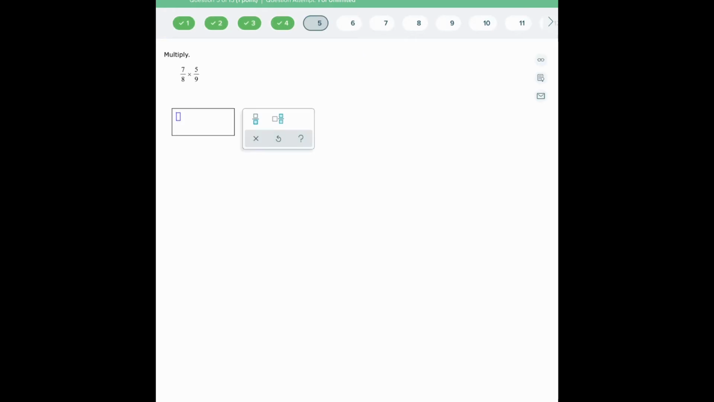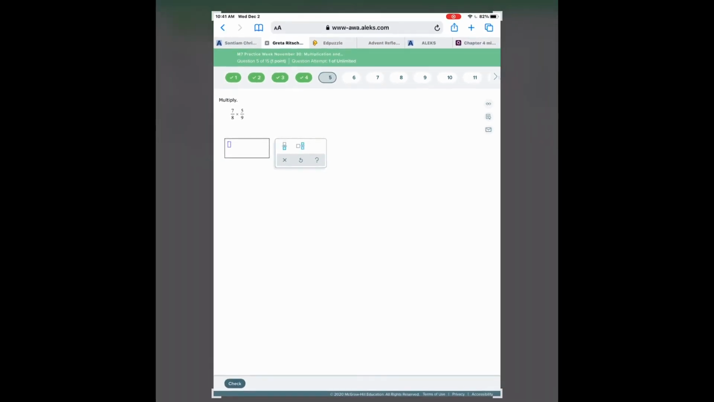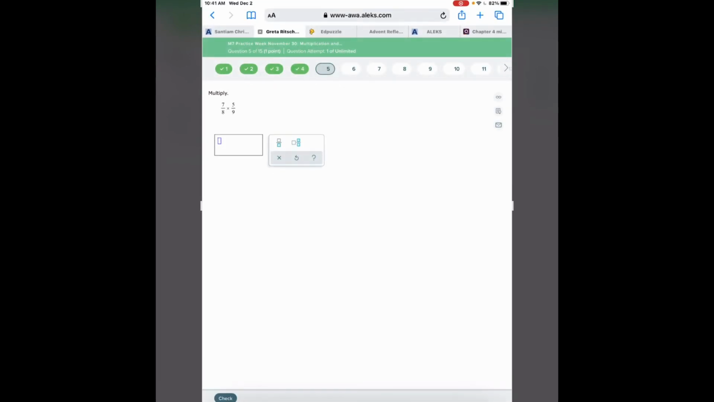Number 5 has some multiplication for us to practice. A lot of these are just practicing the same thing. 7/8 times 5/9, and I don't see anything in common here, top to bottom. So no common factors to take out. So we're just going to do this multiplication.